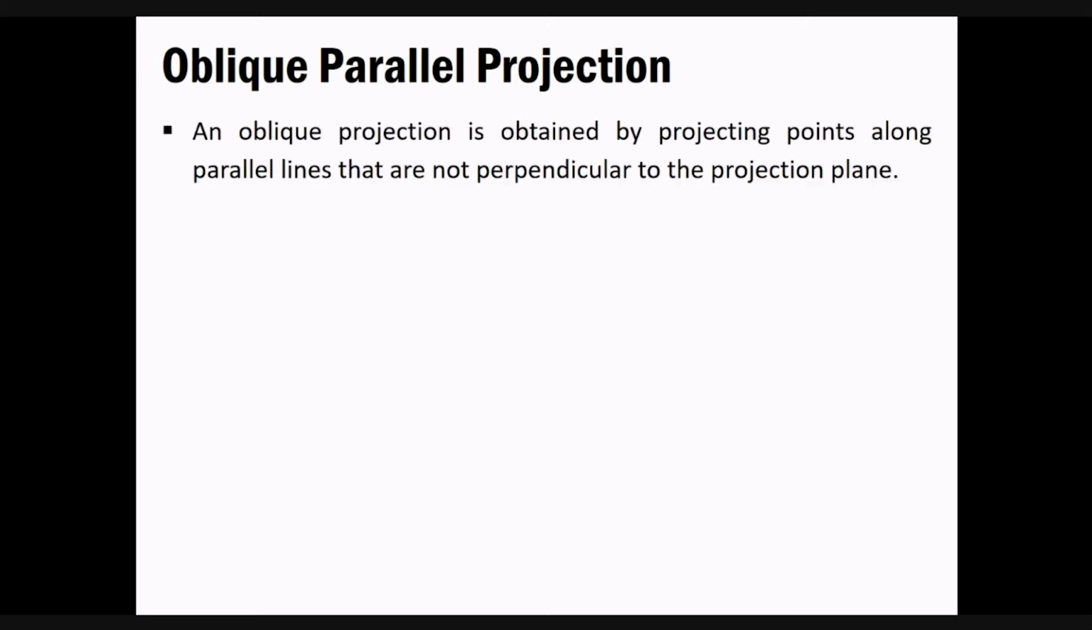As you can see, what does the first line say? It is obtained by projecting points. The very simple thing to keep in mind is that whatever we want to project, it should be visible to the user or to a certain person for whatever they want to do with it. So it is by projecting points along parallel lines that are not perpendicular to the projection plane. Now we don't want perpendicular, and we want it parallel. So how would it look?